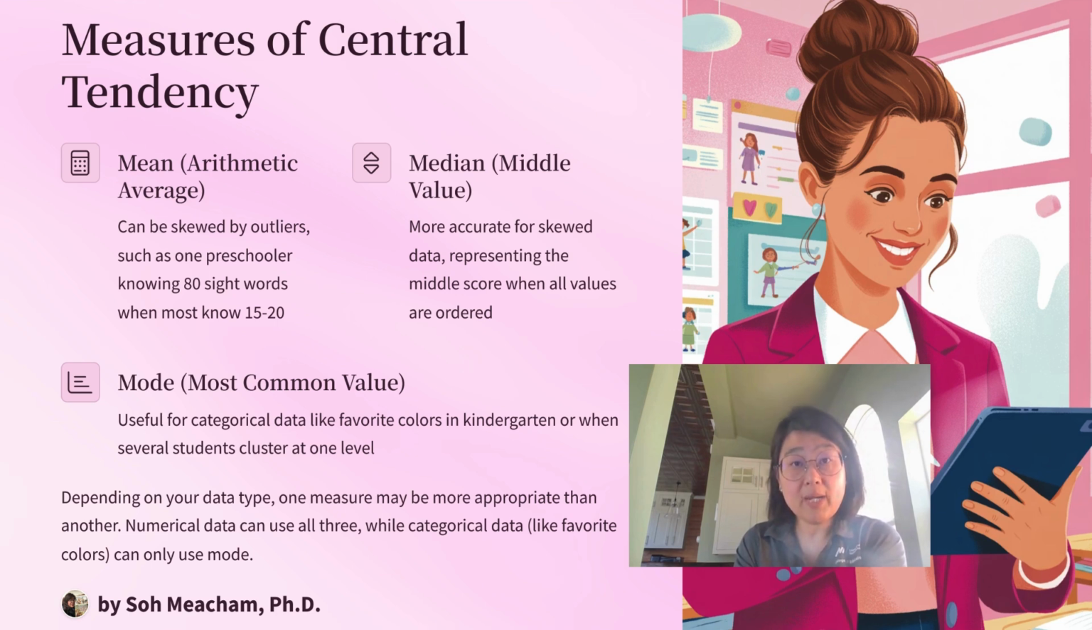So, depending on what kind of data you're working with, one measure of central tendency may be more appropriate than another. For example, if you categorize students by their favorite color, say in a kindergarten classroom, you cannot calculate a mean or a median. Those are numerical operations. You would use the mode since you are just identifying the most common category.